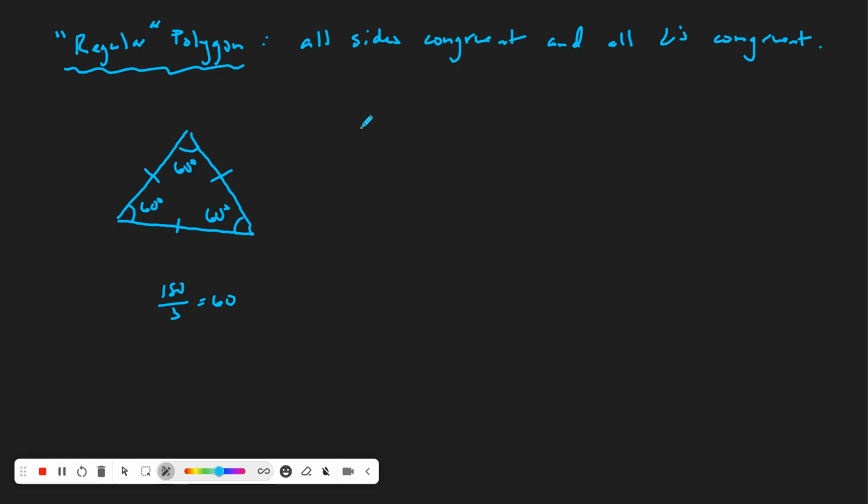Okay, next, 4 sides, right? That would be the square. So a square is a regular quadrilateral because it has all sides congruent and all angles congruent. Now, for a square, we typically mark the 4 angles with a right angle because they're all right angles and 90 degrees. That is because in a quadrilateral, the sum is 360 and we divide it by 4, and that gives us 90 degrees.